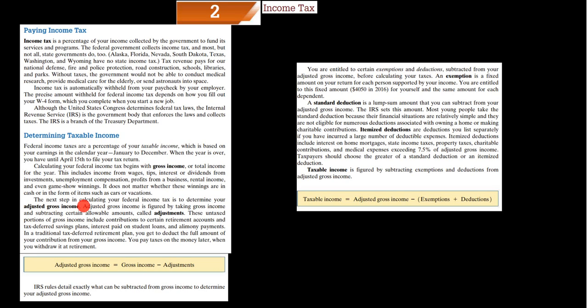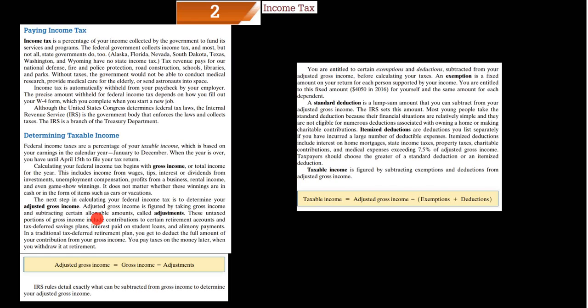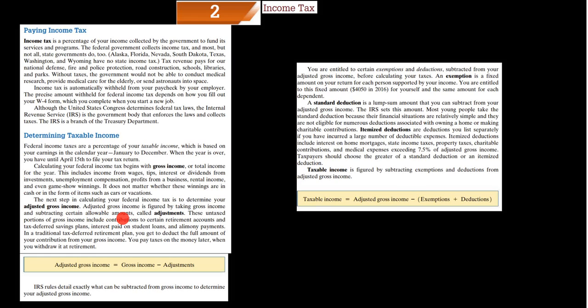The next step in calculating your federal income tax is to determine your adjusted gross income. Your adjusted gross income is figured by taking the gross income and subtracting certain allowable amounts called adjustments. And we'll talk about adjustments here in a moment. You are allowed a certain adjustment based upon your filing status.